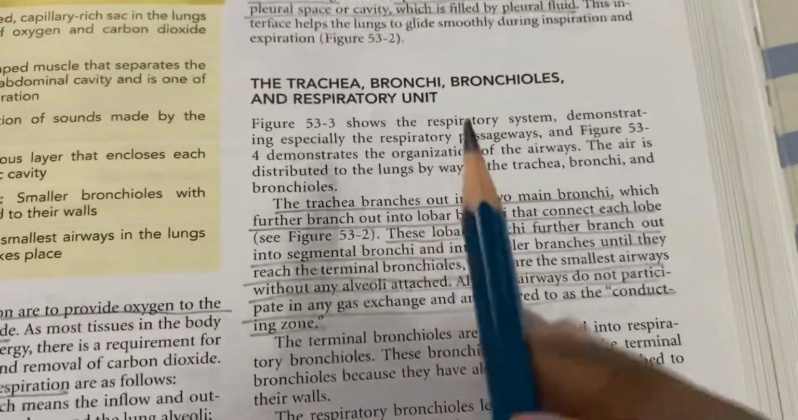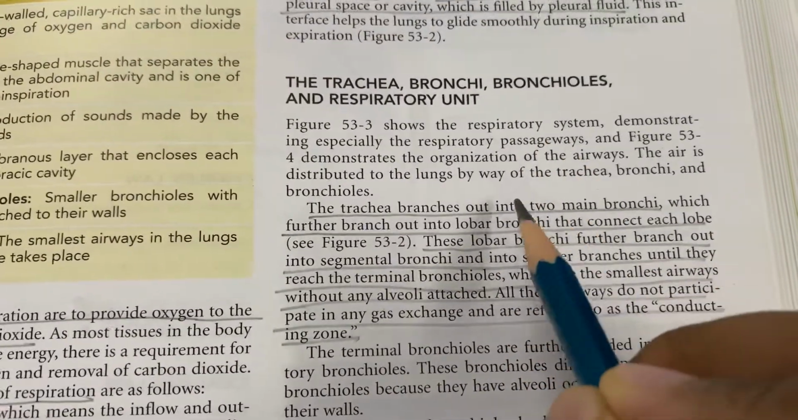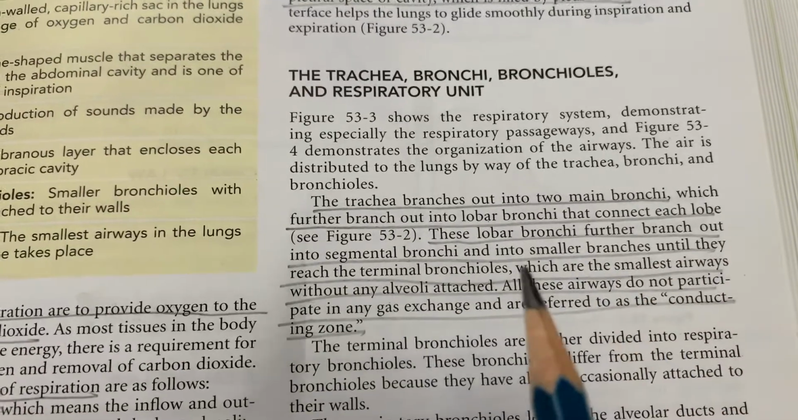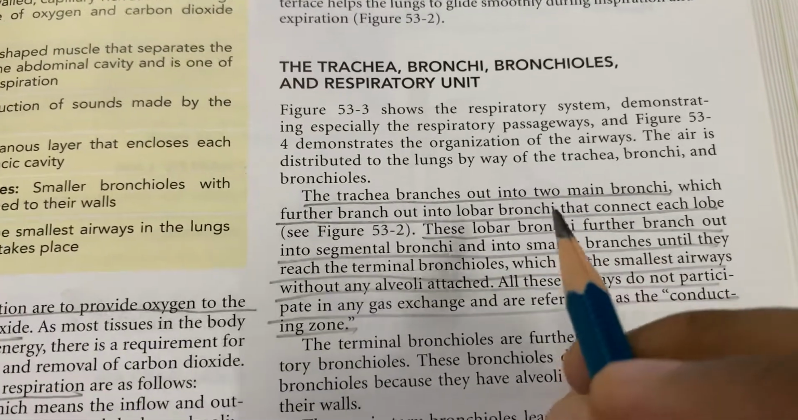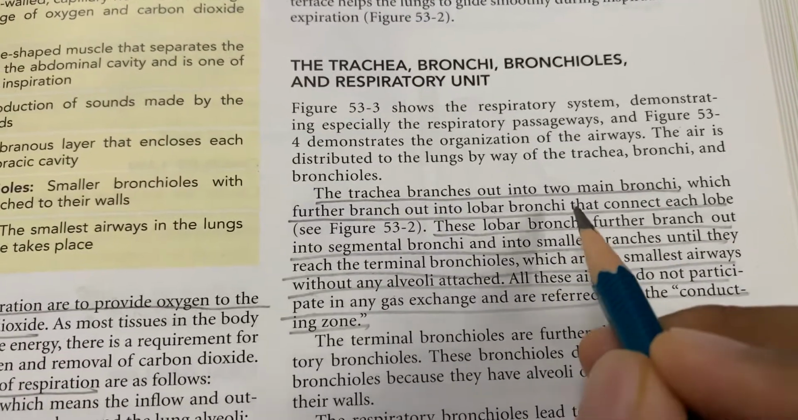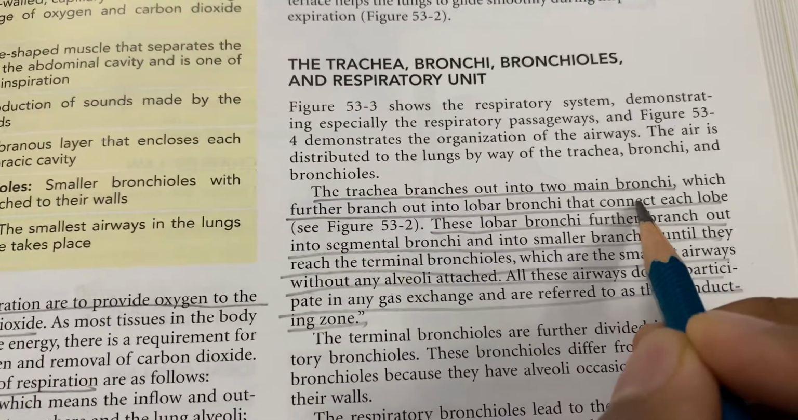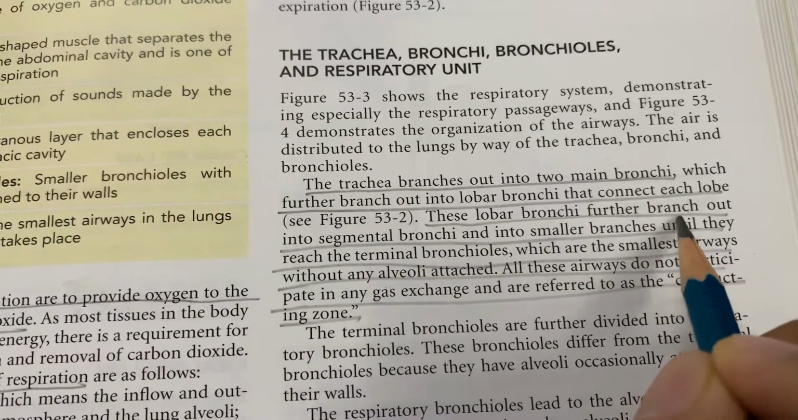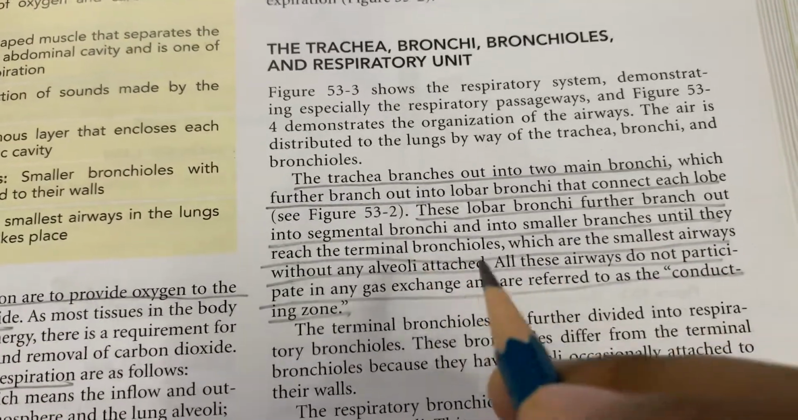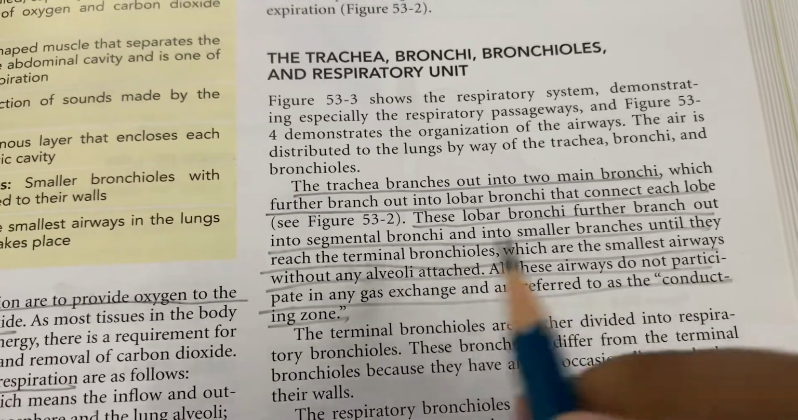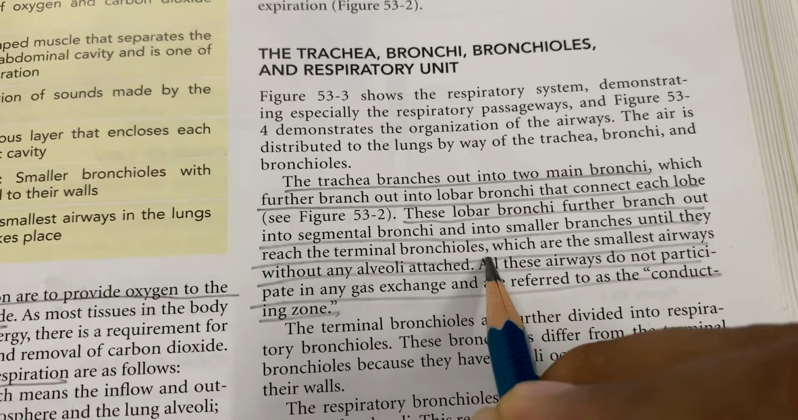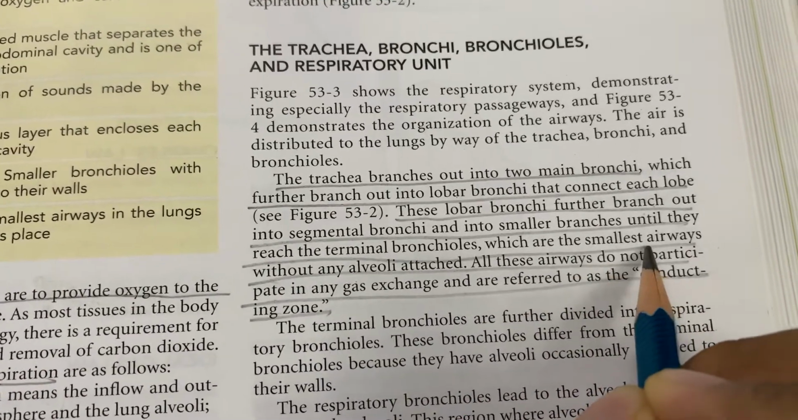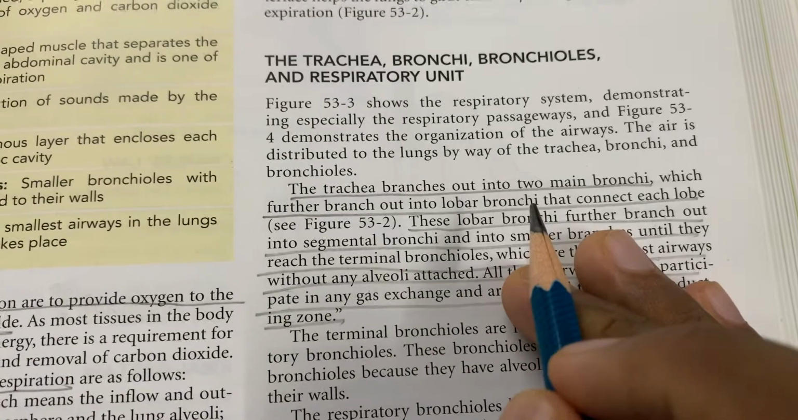And then when we talk about the trachea, it branches into 2 main bronchi, and each bronchus branches further into lobar bronchi that connect each lobe of the lung, and finally these further branch out into segmental bronchi and into smaller branches till they become the terminal bronchioles. That is, they are the smallest airways without any alveoli, the terminal bronchioles.